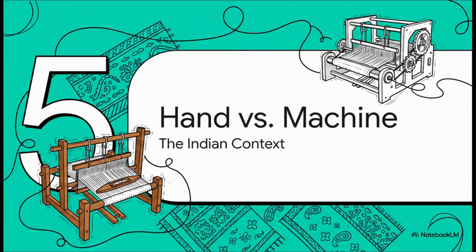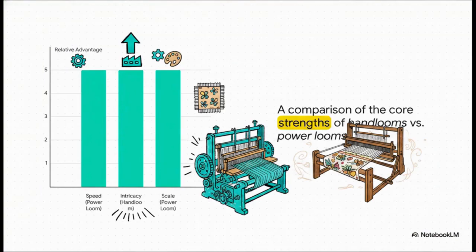So let's take all this technical know-how and apply it to a place where weaving isn't just an industry, it is a deep, deep part of the cultural fabric itself, India. Here, the story of the hand loom versus the power loom is really the story of the nation. This chart lays out the core differences perfectly. I mean, when it comes to raw speed and production scale, the power loom is the hands-down winner. No contest. It's an industrial beast.